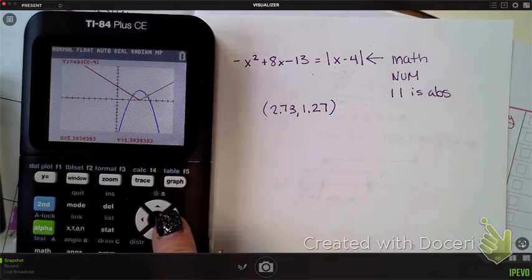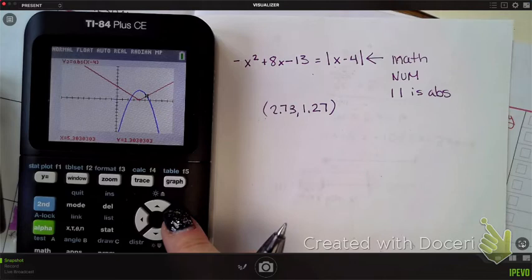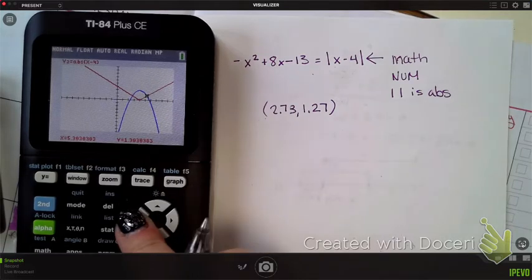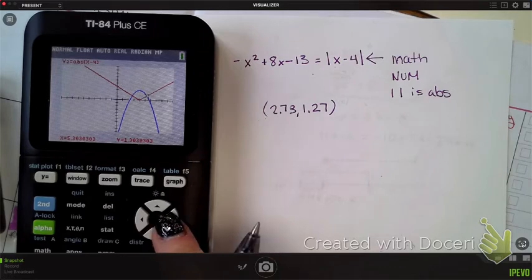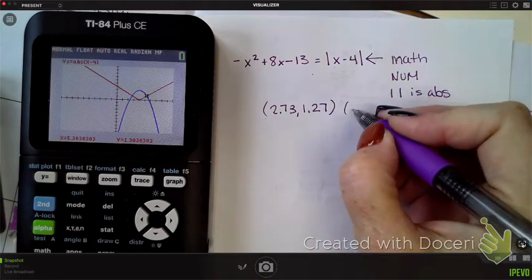Now yours may be different, and that's fine. I'm just going by what mine is. And down at the bottom, it's 0.47 when they're equal. Okay, we're getting there.